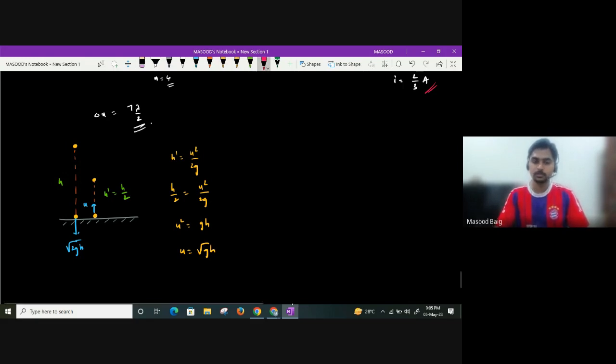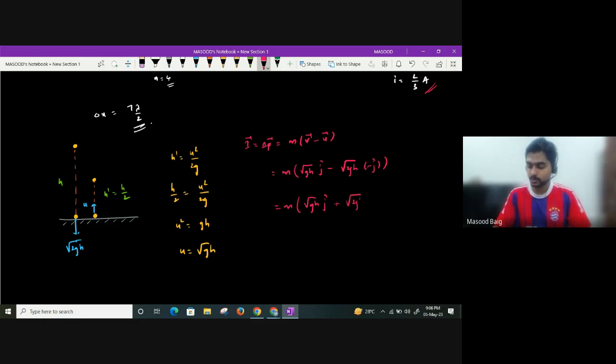So what is the impulse now? Impulse is nothing but change in momentum, which is mass into final velocity minus initial velocity. After rebound, the velocity is root gh in j cap. Before hitting, it has root 2gh in minus j cap. So I'll get m into root gh j cap, minus into minus will be plus, root 2gh j cap. I can take m root gh common. In the first term you'll get 1, in the second term you'll get plus root 2 j cap. This will be the impulse applied on the object. Clear?